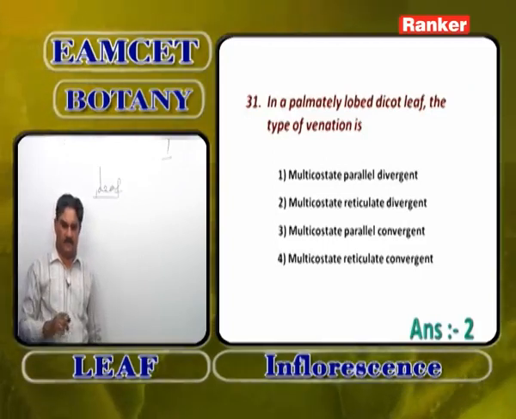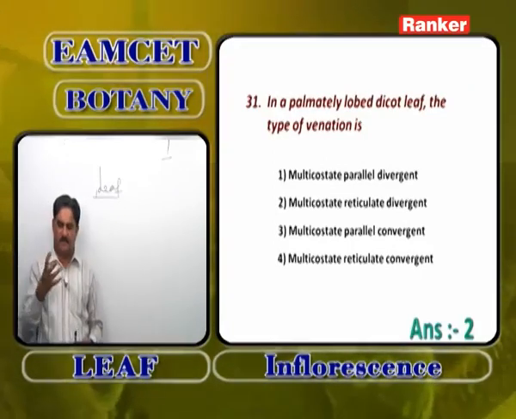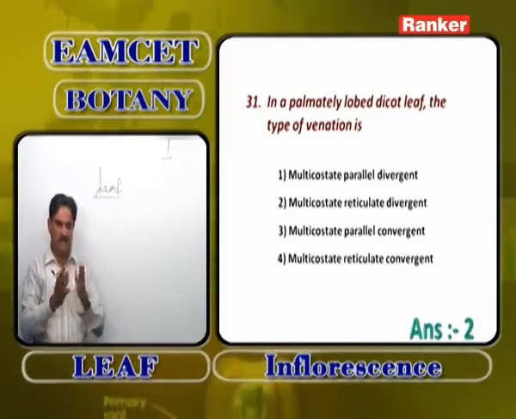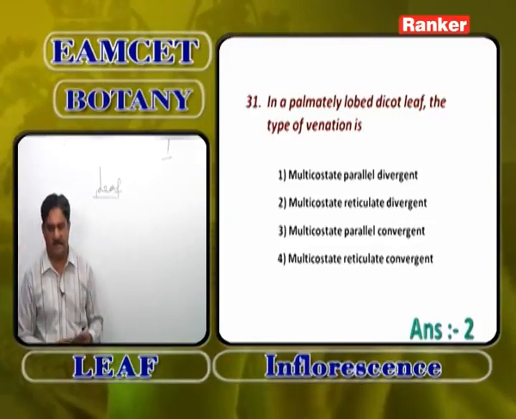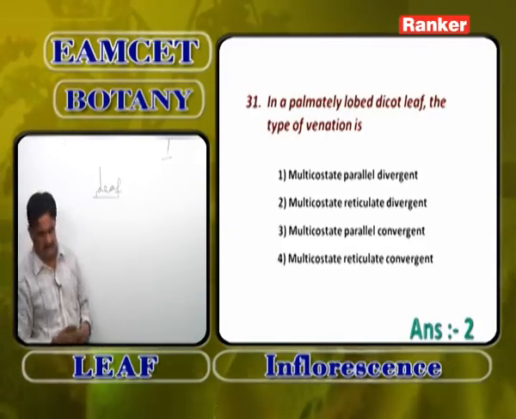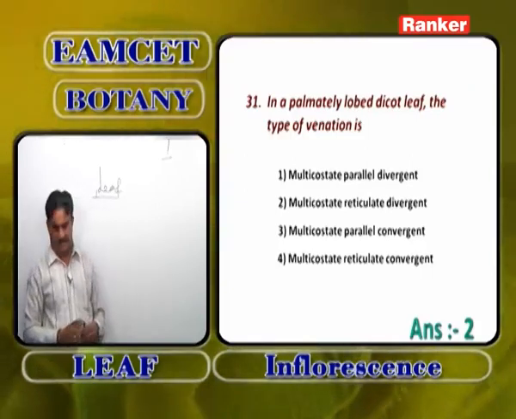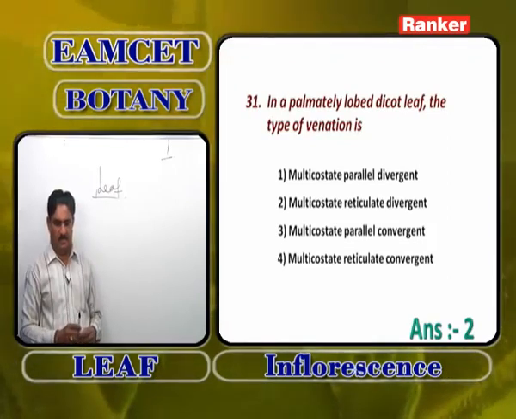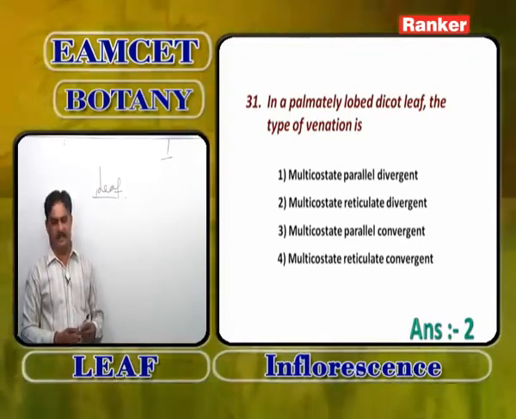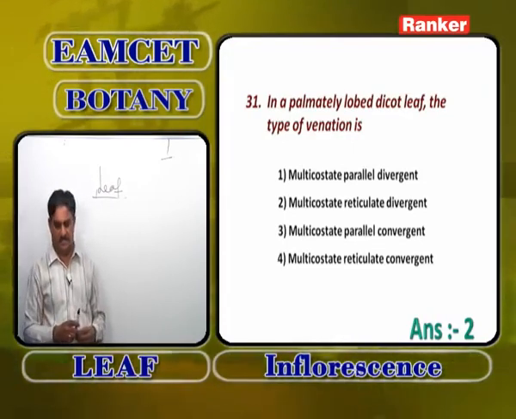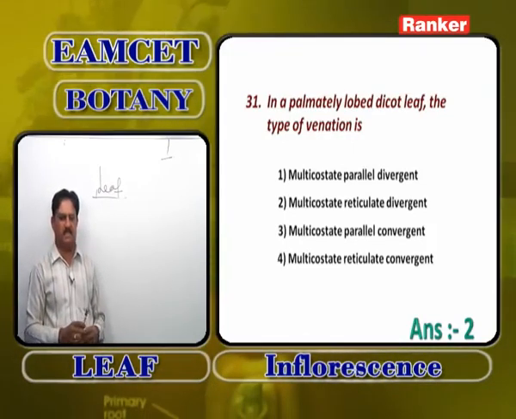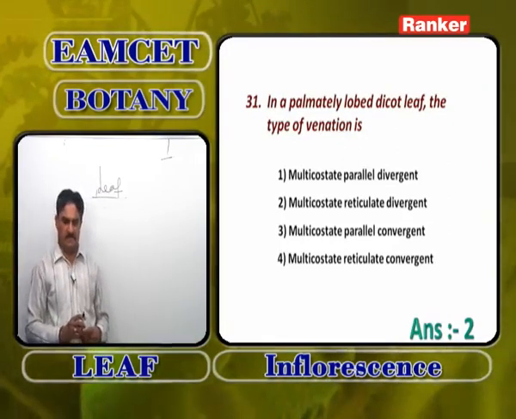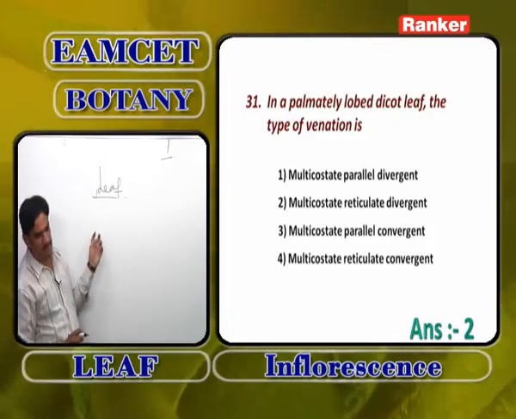Multicostate means the leaf lamina shows many midribs. Reticulate means lateral veins and veinlets appear in the form of a network. Divergent means they ultimately divide at the leaf apex and enter their independent lobes. Multicostate parallel divergent is found in Borassus, but it is not a palmately lobed dicot leaf. Multicostate parallel convergent is found in rice, maize, and Zea; it is also not a dicot. Multicostate reticulate convergent is found in dicots, but not in this plant. It is found in other plants.